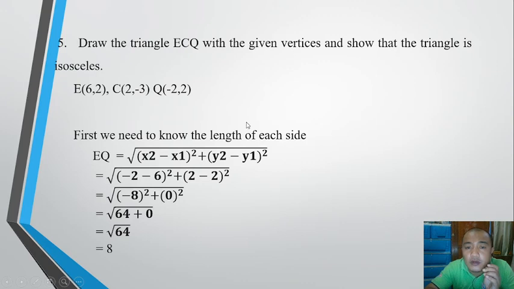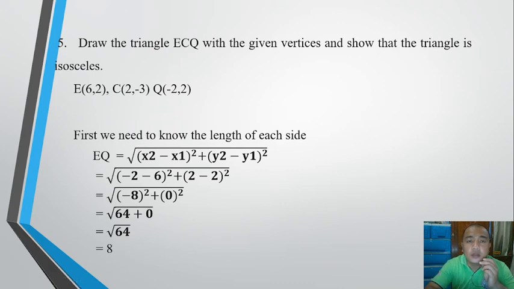So first, we need to know the length of each side. Start with EQ. EQ is the square root of negative 2 minus 6 quantity squared plus 2 minus 2 quantity squared. Negative 2 minus 6 is negative 8, squared. 2 minus 2 is 0, squared. Square the negative 8, that's 64, plus 0. The square root of 64 equals 8. So EQ is equal to 8. Okay? Next.